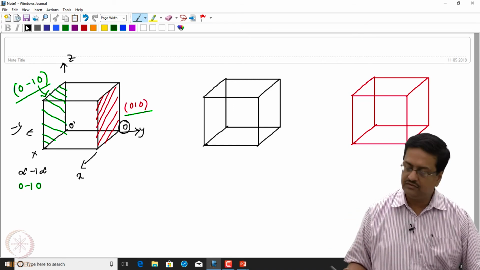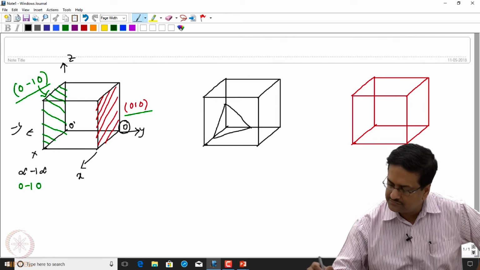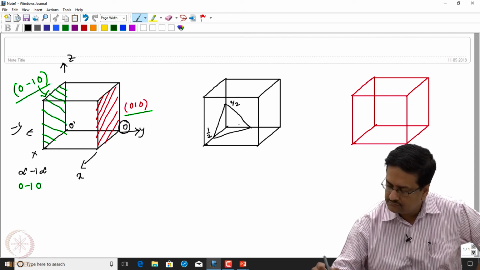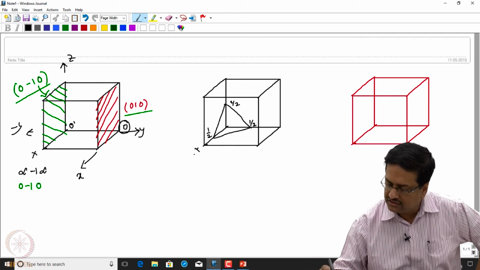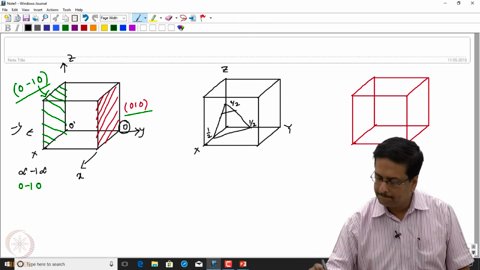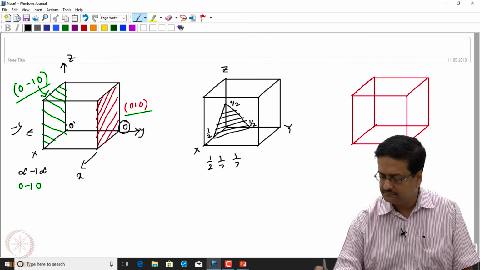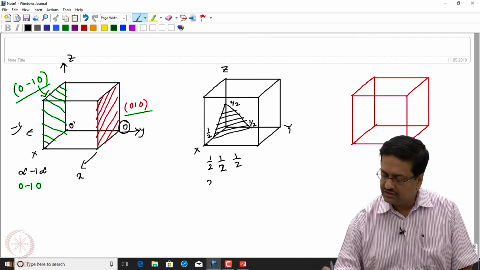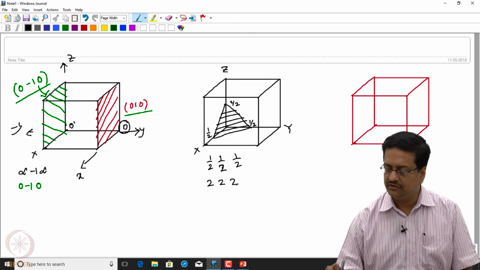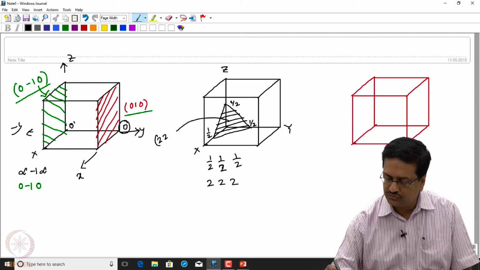Now let us see a situation where we are trying to draw a plane which intercepts at half on all the three, x, y and z. So the intercepts are half, half, half. So the reciprocals are 2, 2, 2, nothing to clear. So that particular plane should be designated as 2, 2, 2 plane.